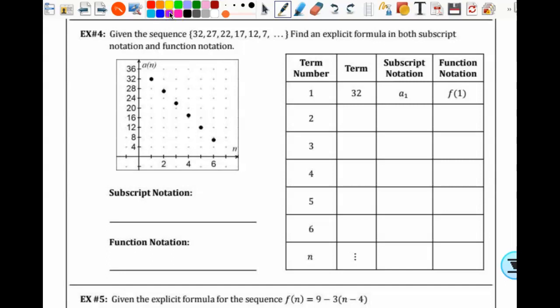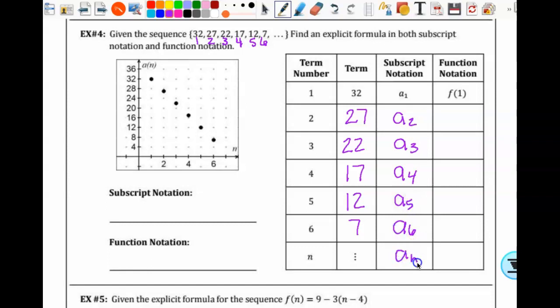So with this sequence, this is term number 1, term number 2, term number 3, 4, 5, 6. So they have given us the first 6 terms. So basically this is a sub 1, a sub 2, a sub 3. So term number 1 is 32. Term number 2 is 27. 3 is 22, then 17, then 12, then 7. So that means, again, this one's a sub 1, this would be a sub 2, a sub 3, a sub 4, 5, a sub 6, then this would be a sub n.